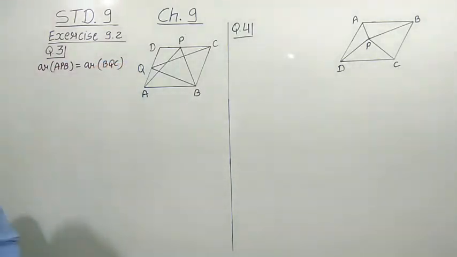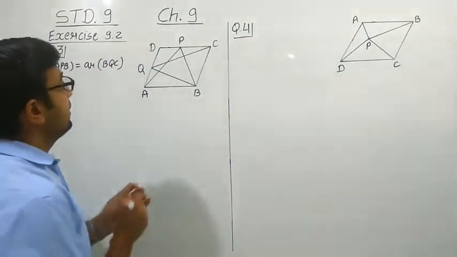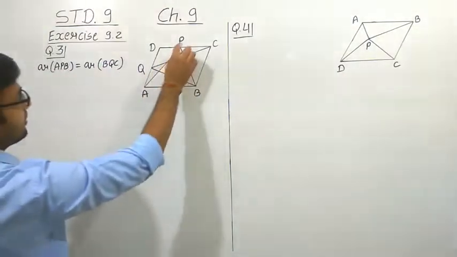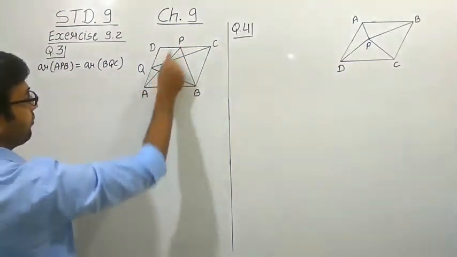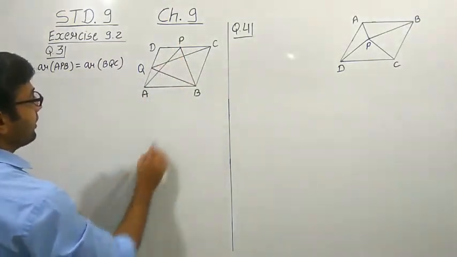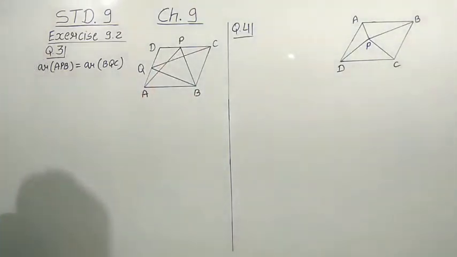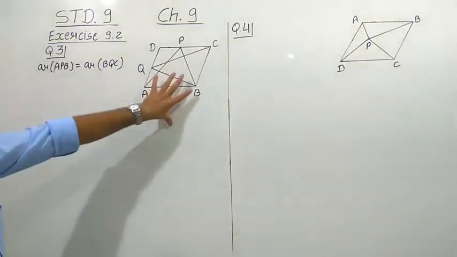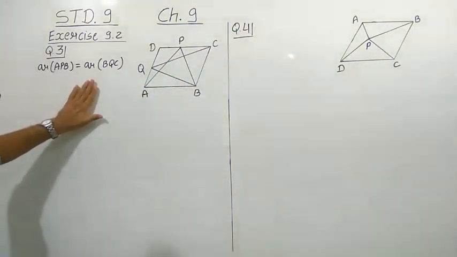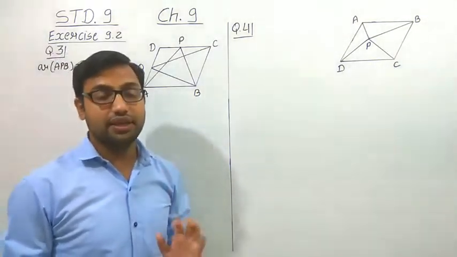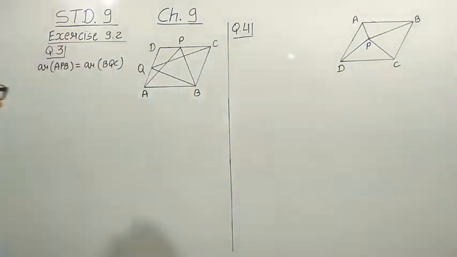Now you can see here that in this parallelogram, if we consider this point, then one triangle is formed like this, APB, and another triangle is formed like BQC, right? So as these two triangles are there, we have to prove that both the triangles have the same area, right? So see how we can prove this.